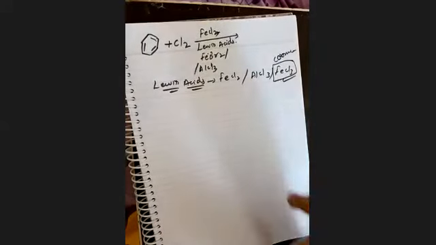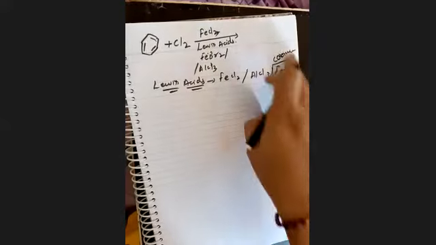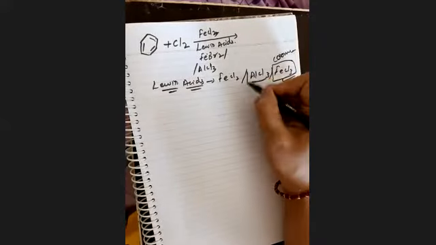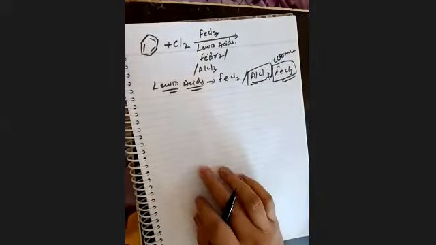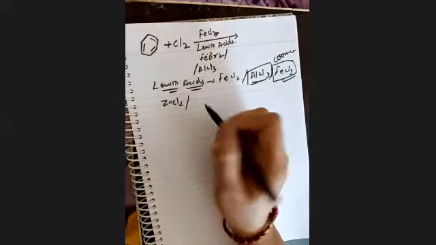This FeCl3 is the common one. Generally they used to give you FeCl3. जहाँ भी देखोगे यही मिलेगा as Lewis acid. But apart from this, others can also be used. AlCl3 is also common. Okay. ZnCl2. This is also a good Lewis acid.